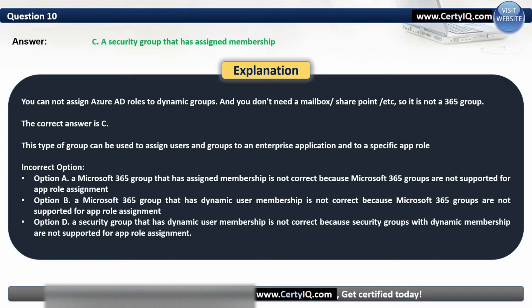You cannot assign Azure AD roles to dynamic groups, and you don't need a mailbox, SharePoint, etc. So it is not a 365 group. The correct answer is C. This type of group can be used to assign users and groups to an enterprise application and to a specific app role.